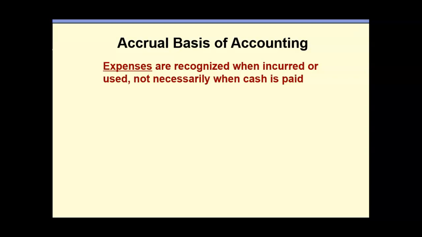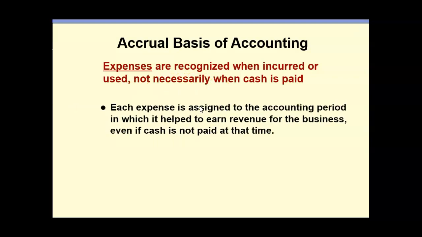When it comes to your expenses, on the accrual basis of accounting, you recognize your expenses as they are incurred or once an item has been used. It's not contingent upon when cash is paid. So for example, if we're looking at the amount of supplies that have been used during the accounting period, whether we pay for the supplies or not, we're going to recognize supplies expense. So you ask yourself, what expenses took place in order to help earn revenue for the business, even if cash has not been paid at that time?